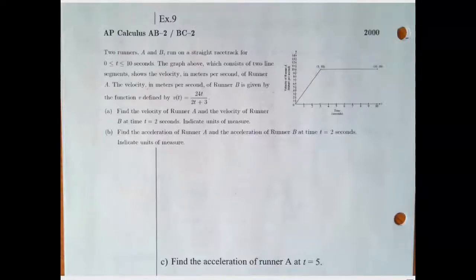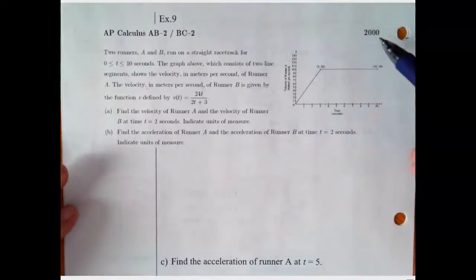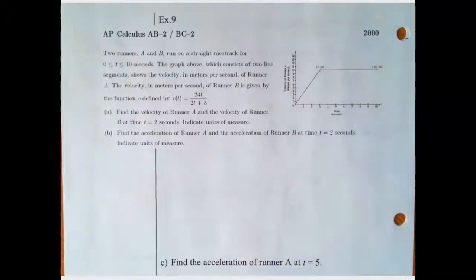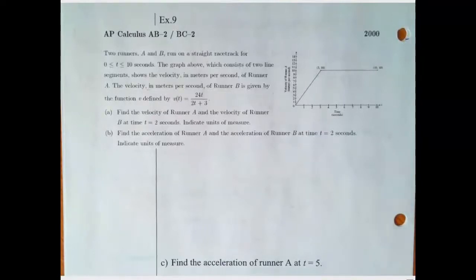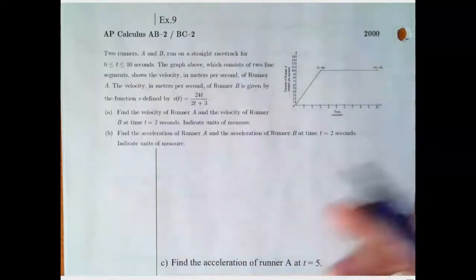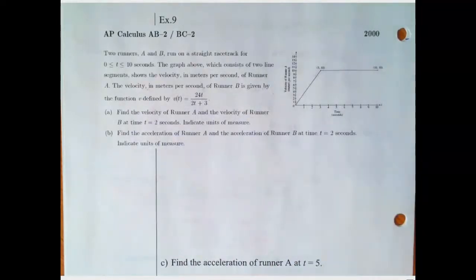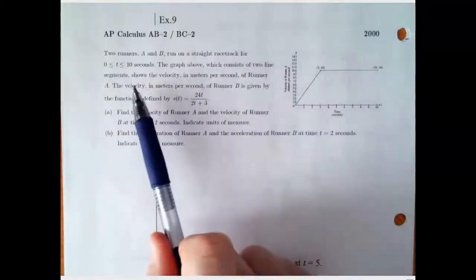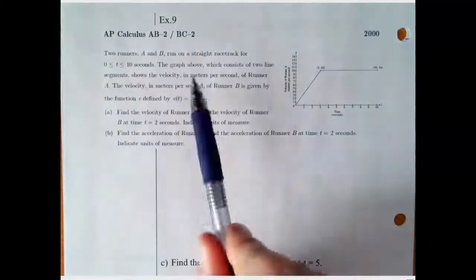Alright, so we want to look at this AP free response question from 2000, and it was question number 2. Usually question number 1 and 2 are always calculator questions, but we don't need a calculator here at all. So two runners, A and B, run a straight track, so you can read all that, graph.